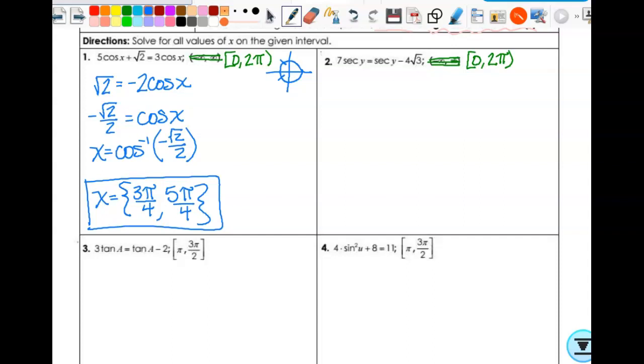What questions do you have? Then we good? We're just solving equations. If you know how to solve equations, you know how to do all that, you're going to be just fine.